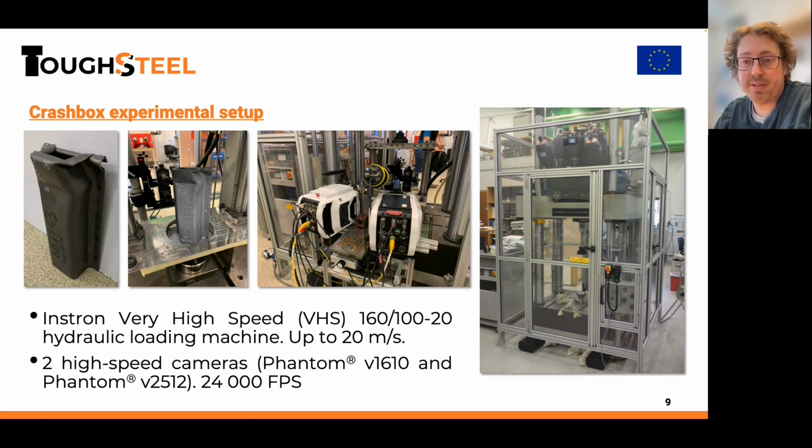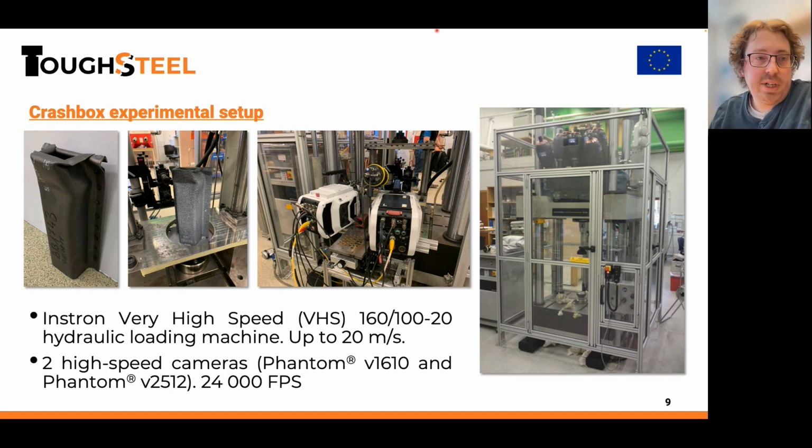We have 2 high-speed cameras, a Phantom V1610 and a V2512, configured with 3D DIC to track the deformation during the experiment. In these experiments, we used a frame rate of 24,000 frames per second to capture images. Of course, these cameras can go a lot higher, but then you have to sacrifice resolution, which we didn't want to do.